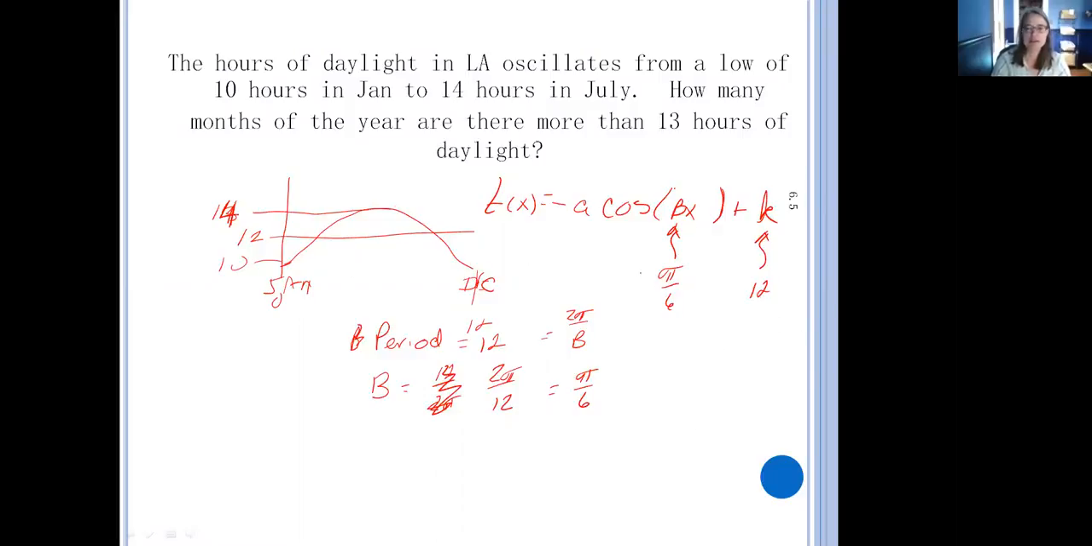So this is 2. So my function for the hours of daylight as a function of months is negative 2 times the cosine of pi over 6x plus 12. But the question actually asks, how many months of the year are there more than 13 hours of daylight? So let's take a look at a better graph.